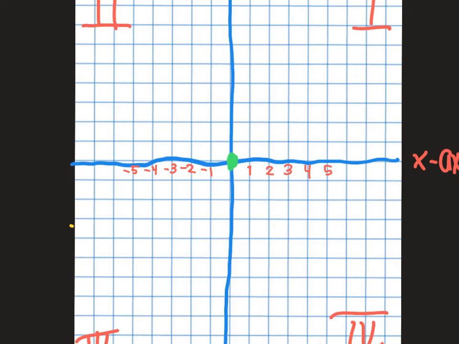Very same thing. Y-axis. Okay, make a prediction. Do you think positives go here or do you think positives go here? Well, if you said positives go up, you would be correct. Kind of like a thermometer. And the negatives go down. -1, -2, -3. And they go forever and ever and ever. I'm kind of just quitting at 5s.